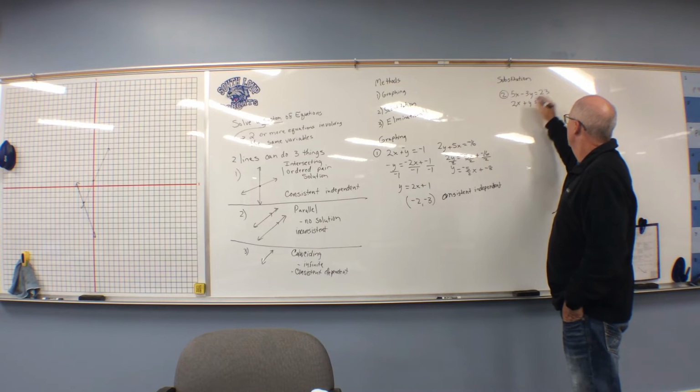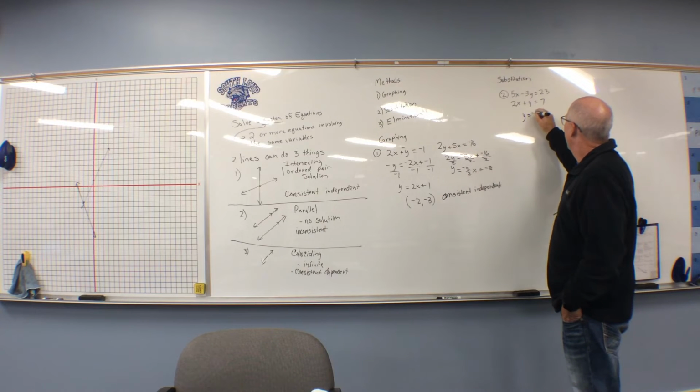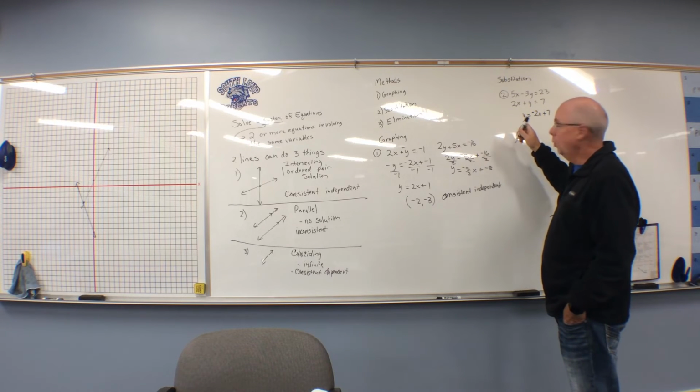So what I'm going to do is I'm going to move the 2x over. I'm going to make sure that it's like this one. When I move it over, I make sure that it's negative. It's very easy to forget to change that sign. Now I have 1y here. If I had a number here, I'd have to divide by it. Luckily, I only have 1.